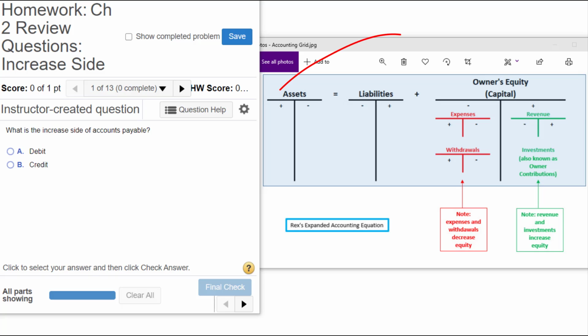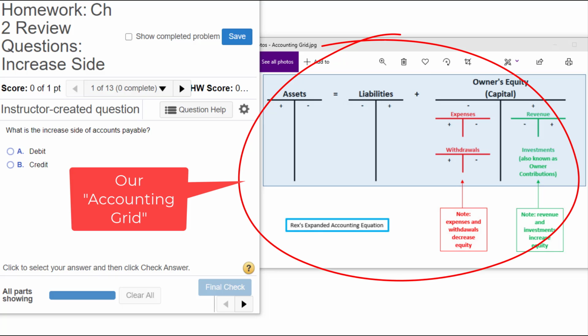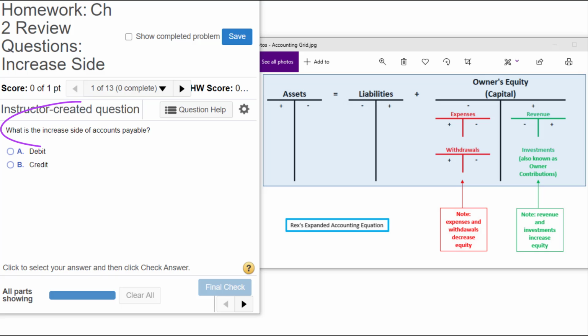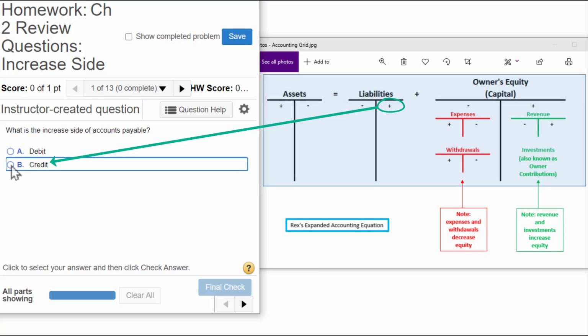So when we're doing journal entries, you need to know our accounting grid on the right. It's critical that you understand this. So that's why we're doing these review questions, to make sure you understand how to use the accounting grid. So what's the increase side of accounts payable? Well, first of all, you have to know what type of account accounts payable is. It's a liability. Therefore, its increase side is the credit side.